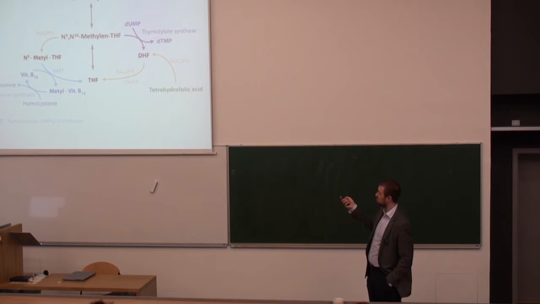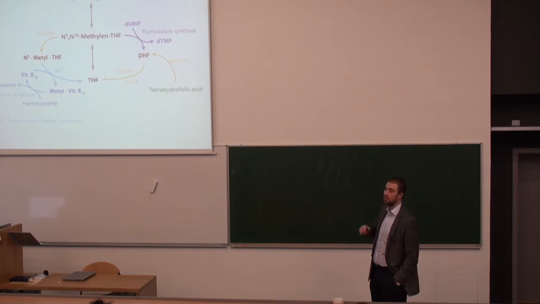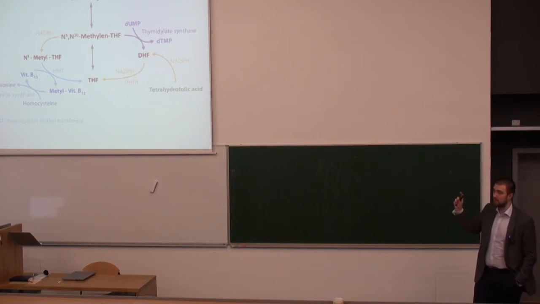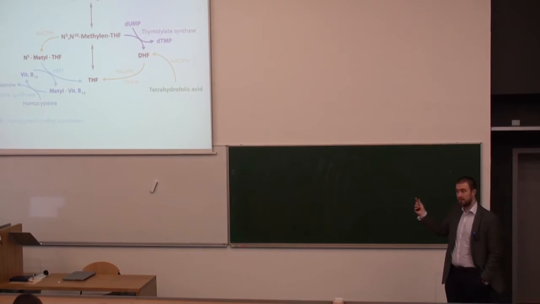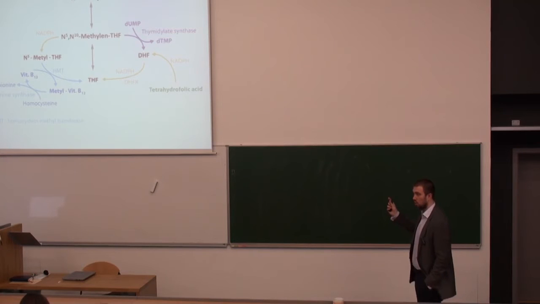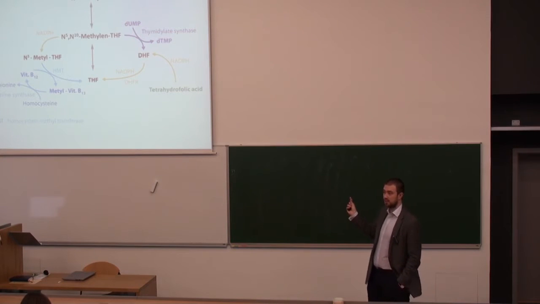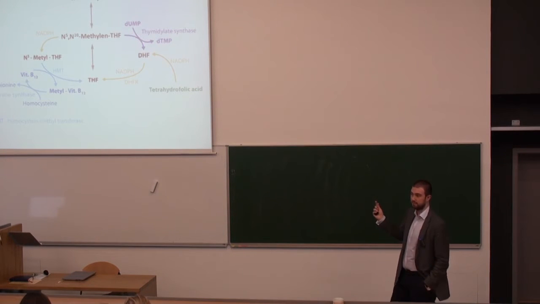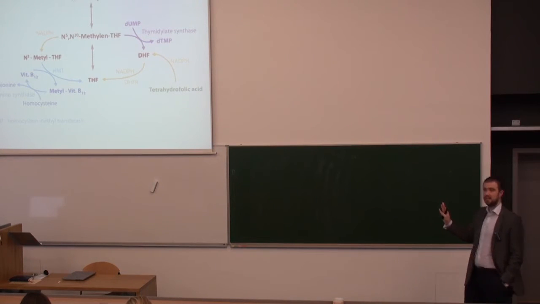B9 you typically use for the synthesis of DNA. B12 you use for the regeneration of tetrahydrofolate. And if you miss both or only one of them, the result will be in one part of the metabolism very similar. That means the inability to produce DNA. Do you understand this?